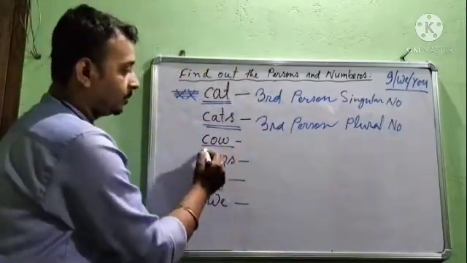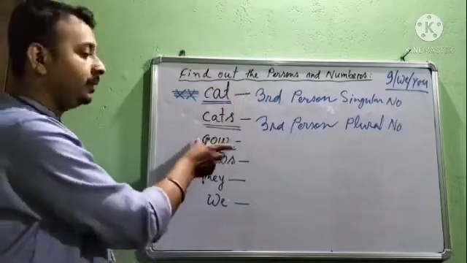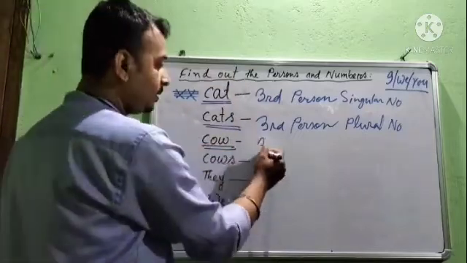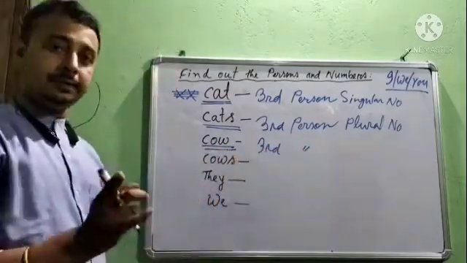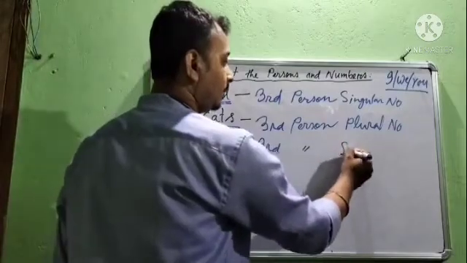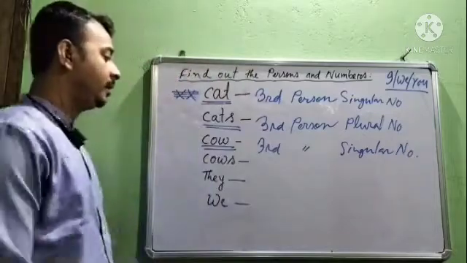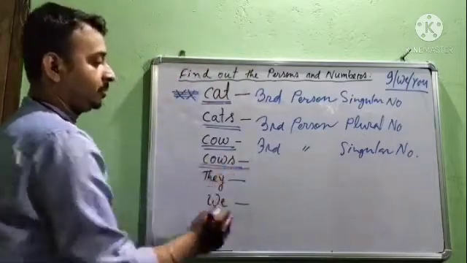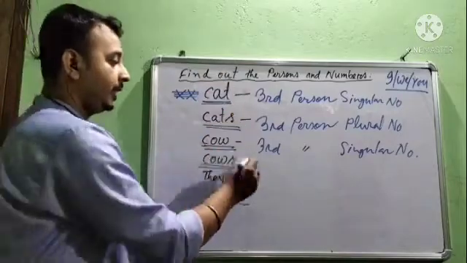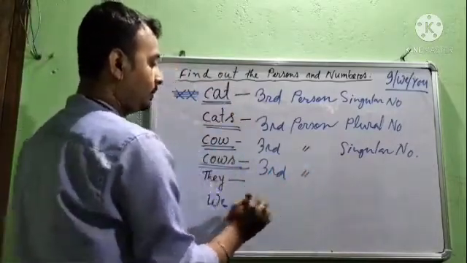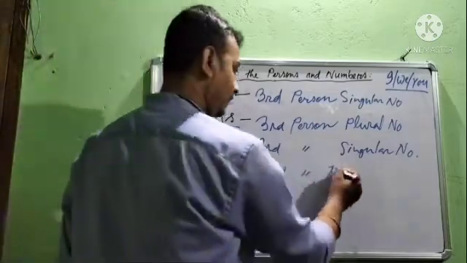Next, cow. Same process, same system. I, we, you. It is obviously not. So it is third person. But when I say cow, it is always singular number. So third person singular number. Next one is cows. When I say cows, it is not I, we, or you. So it is third person. But when I say cows, it is not singular, it is plural number.